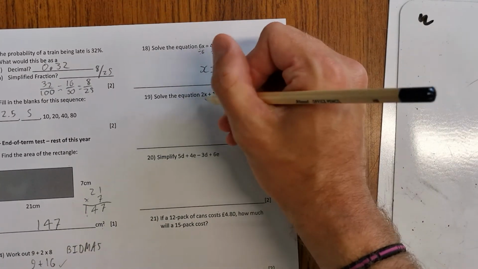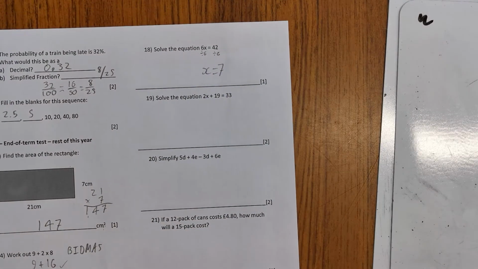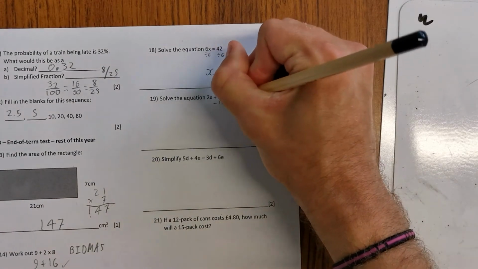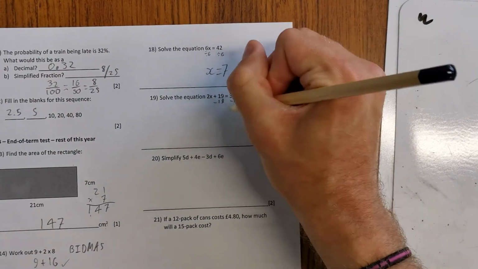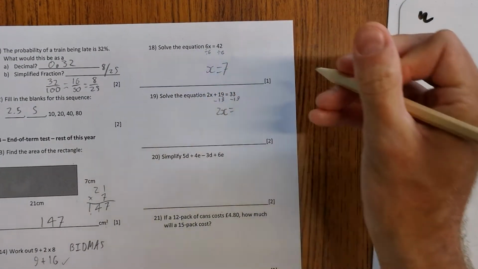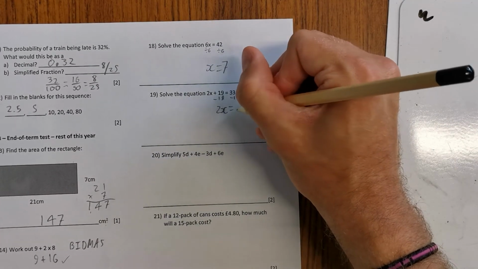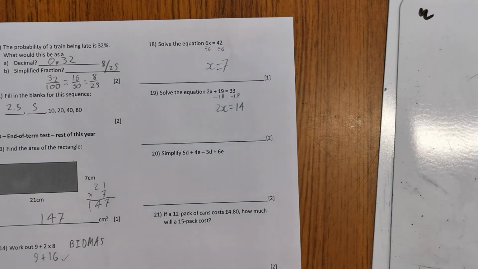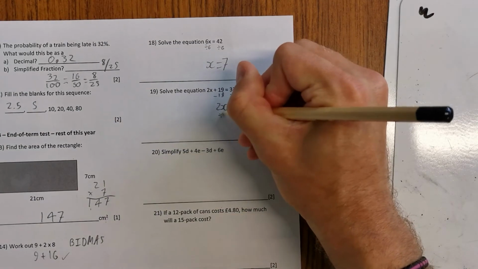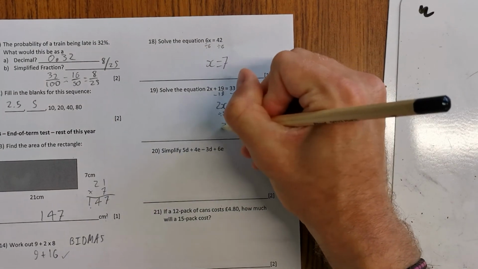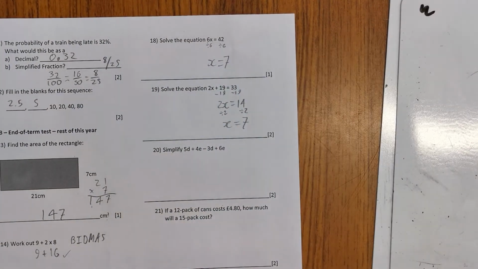Solve this equation. So 2 times something, then add 19 equals 33. So let's take away 19 first. Take away 19, we're going to get 2x equals 14. Okay. Divide by 2. Divide by 2, we'll get x equals 7.